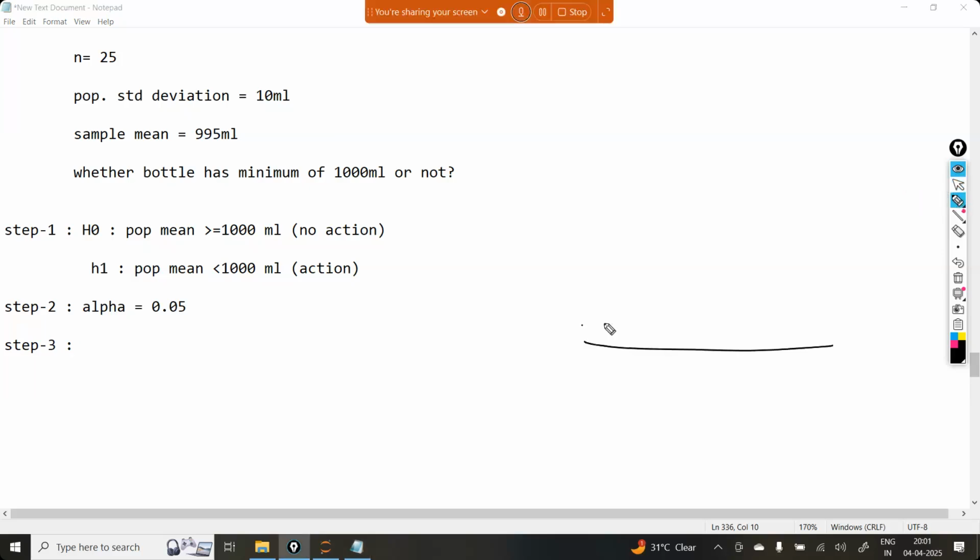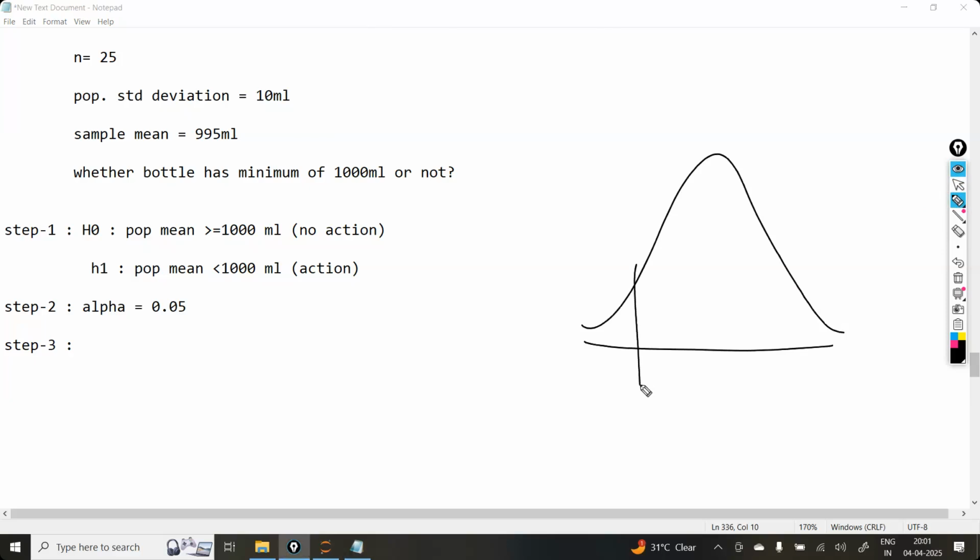Diagram. What is the diagram, guys? Which side rejection? Left side or right side? Less than 1000 ml only, so left side. How much area do I have to consider on the left side? 5%, that is 0.05. Now here, what is the value I have to take? 0.05. This is 0, this is 1. So 0 to 0.05 is the rejection area. 0.05 to 1 is the acceptance area. Done. Diagram also completed.